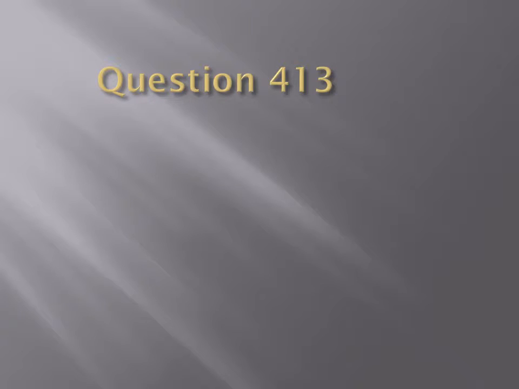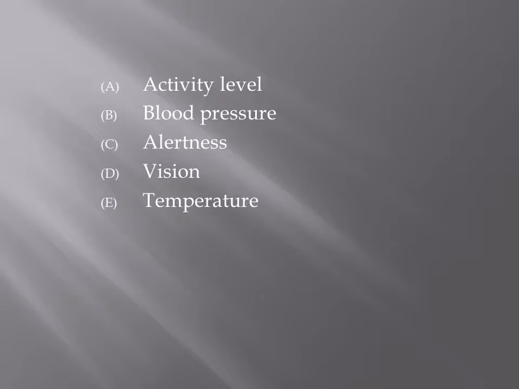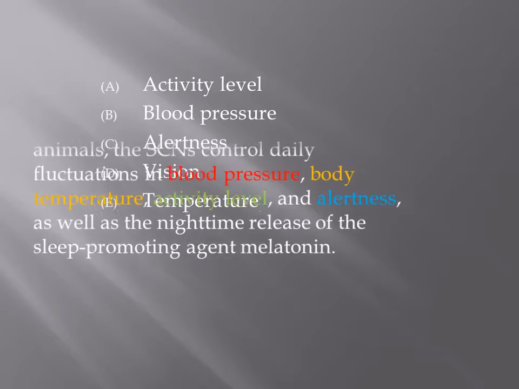Now we can move on to question 413, and question 413 states, the passage mentions each of the following as a function regulated by the SCNs in some animals, except. Our answer choices are activity level, blood pressure, alertness, vision, and temperature. So what I basically do is look at each one of these, go back to the passage, and see if it was mentioned as controlled by these SCNs.